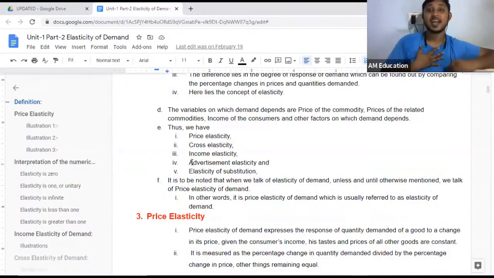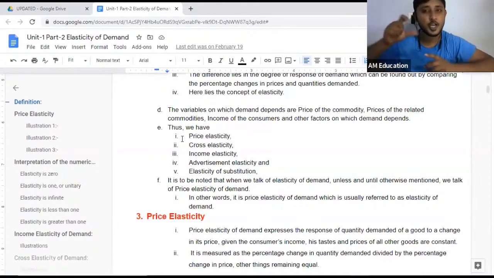How did I change? How did I respond? So I am always the quantity demanded. How did I change? With how much percentage did I change? Right? So for how much percentage change in yours, I responded with this much percentage change, is what elasticity as a concept is. Clear, guys? And for whatever is the variable, we have a name for that elasticity.